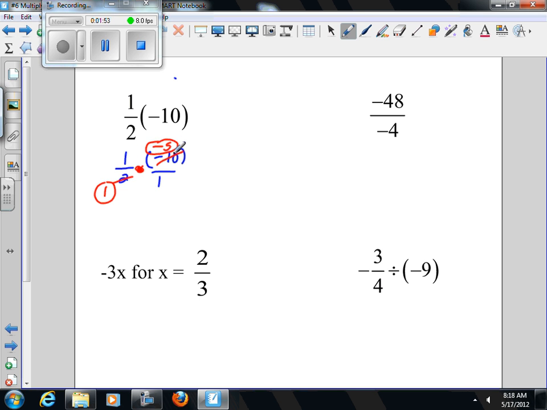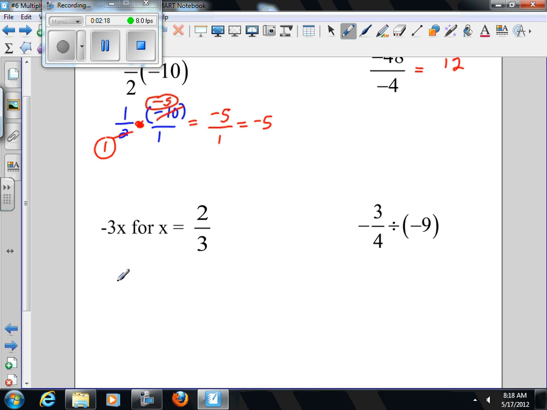Multiply right across. 1 times negative 5 is negative 5. 1 times 1 is 1. So we get negative 5. Next, negative 48 divided by negative 4. Negative divided by a negative is a positive. You can even write in the little plus to remind you. 48 divided by 4 is 12. So we get positive 12.